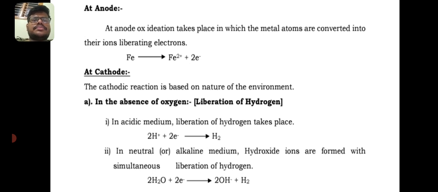At the cathode, the cathodic reaction depends on the nature of the environment. In the absence of oxygen, in acidic medium, liberation of hydrogen takes place: 2H+ + 2 electrons give rise to H2. In neutral or alkaline medium, hydroxide ions are formed with simultaneous liberation of hydrogen: 2H2O + 2 electrons give rise to 2OH- + H2.